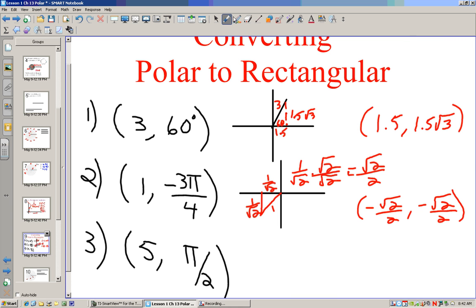Finally, our last one, which is probably the easiest. You don't even have to figure anything out, because pi over 2 is right up here. If we just go up 5, that point is 0, 5.